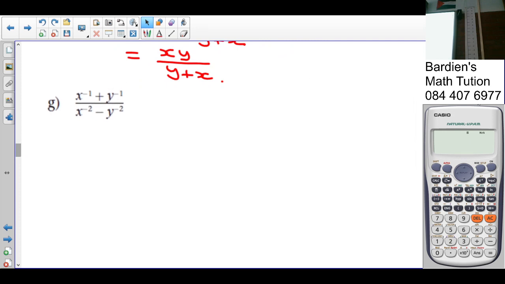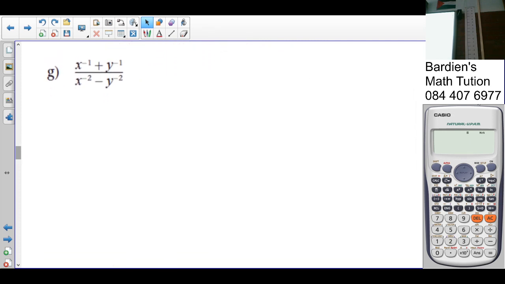Let's look at G. So can that x to the minus 1 come down to the denominator? Can that happen? Now why? Because of the minus and plus between. However, x to the minus 1 can be written as 1 over x plus 1 over y and so on. So do the first step. In that form, it's what we call a complex fraction. It's a fraction over a fraction.